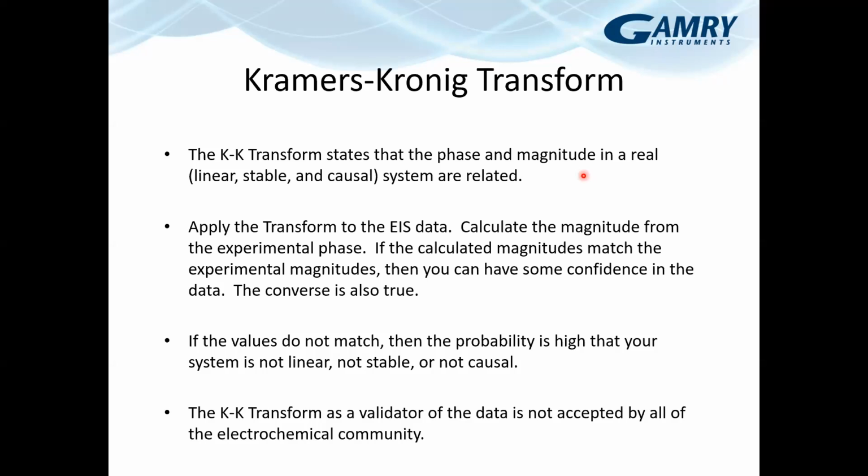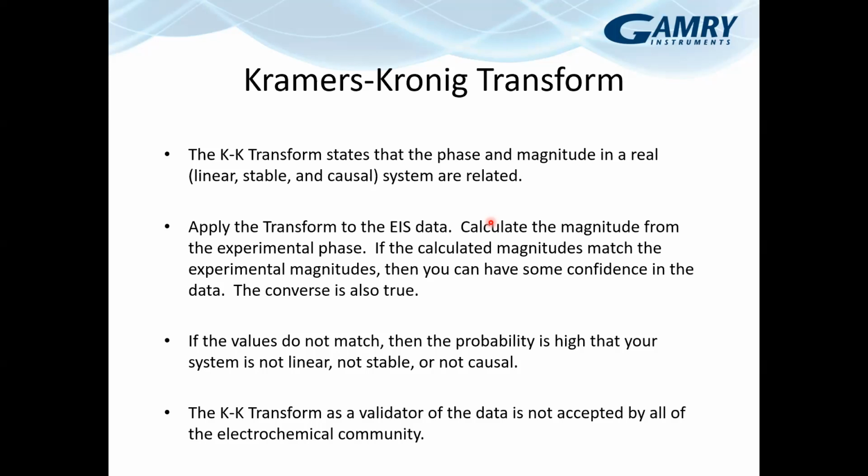We apply it, one of the functions within eChem Analyst. You can apply that to the data, and what it is going to do is calculate the magnitude from the phase. If they match the experimental data, you get some confidence in the data. The converse is also true. If they do not match, there's a very high probability that the system is not linear, stable, or causal. One of those things has gone out. Don't necessarily know which one, but something didn't match up.